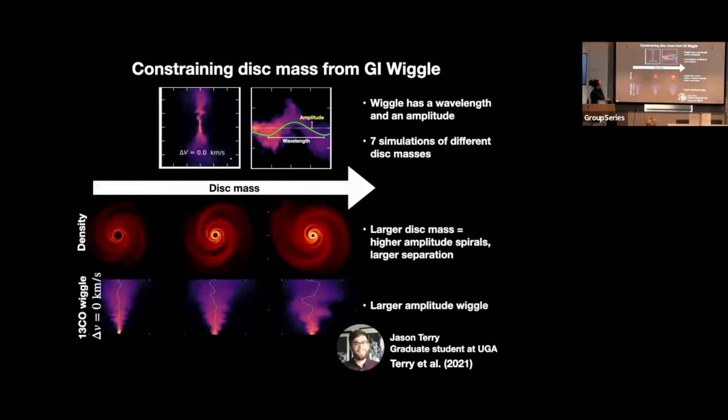The GI wiggle can be used to constrain the disk mass. This was work led by Jason Terry, who's a graduate student at UGA. What he realized very cleverly was that the wiggle has a wavelength and an amplitude, so it's just a wave-like feature. He ran 7 simulations of different disk masses. And what he found was that a larger disk mass has higher amplitude spirals and a larger separation. This isn't new, we already knew this. But what that translated to was a much larger amplitude wiggle.